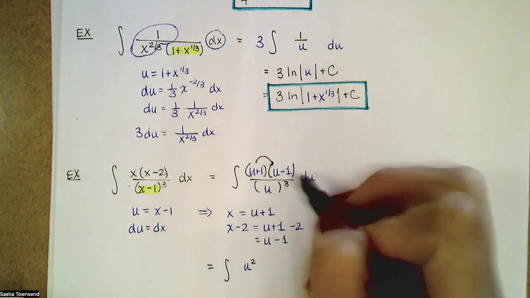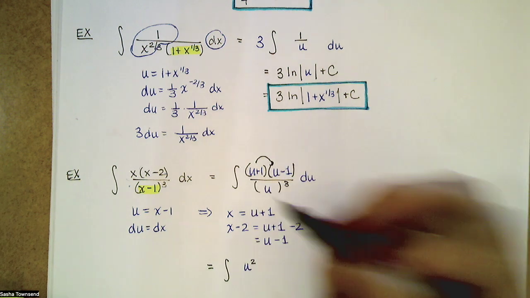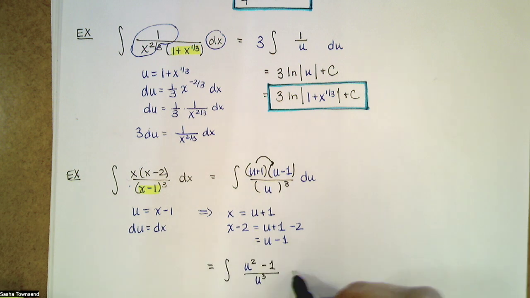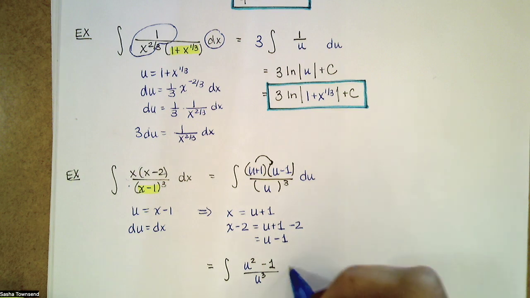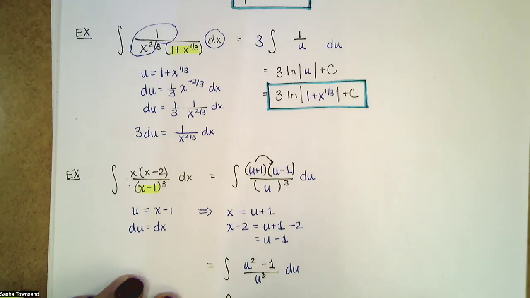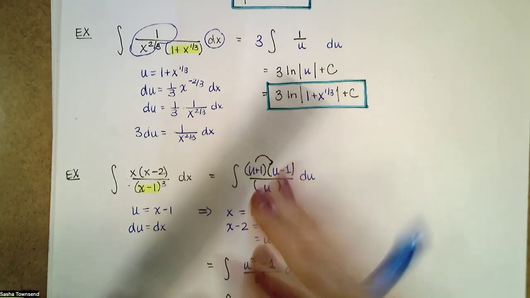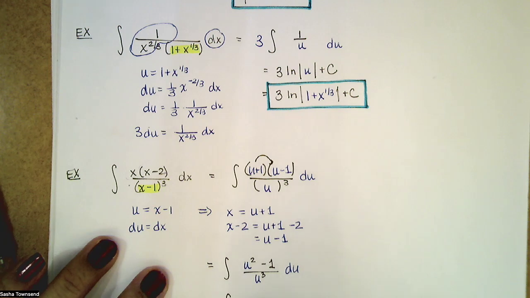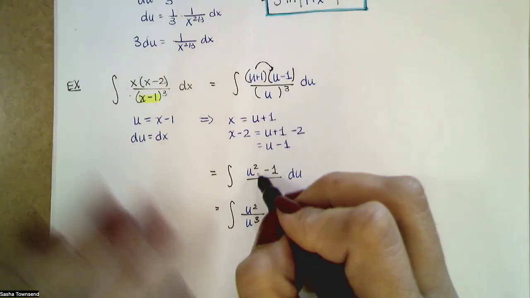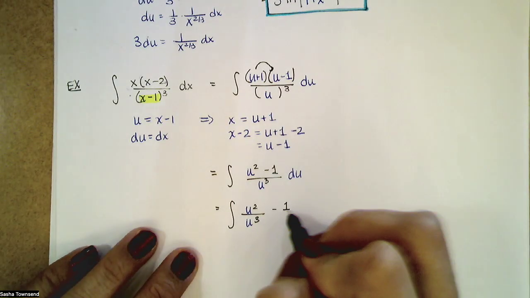Outer times outer is negative u. Inner times inner is positive u. So those cancel. Last times last is negative 1. And then we're dividing all of that by u cubed. So now we can divide term by term by u cubed, and then simplify. I get u squared over u cubed minus 1 divided by u cubed.